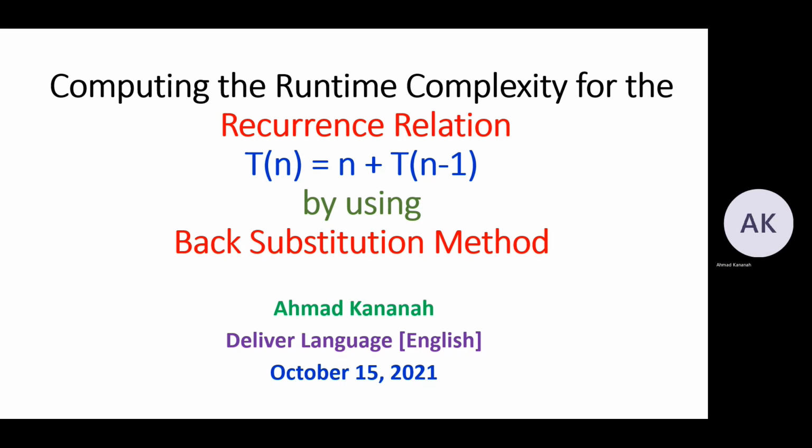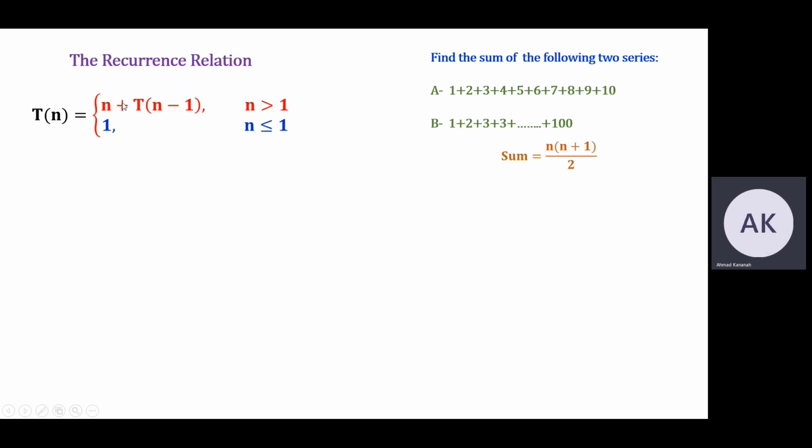In this video, we will compute together the runtime complexity for a given recurrence relation, which is T(n) = n + T(n-1), again by using the back substitution method. Now the recurrence relation is given for a recursive algorithm. So this is the recurrence relation for a recursive algorithm. When the argument is a value greater than 1, this recurrence relation is applied.